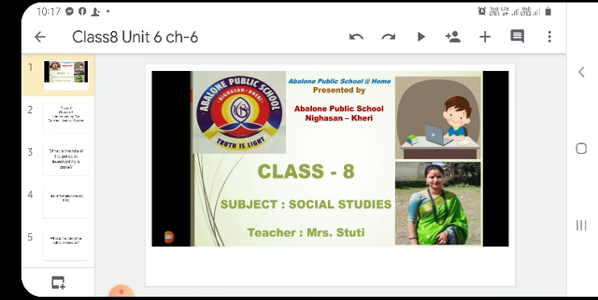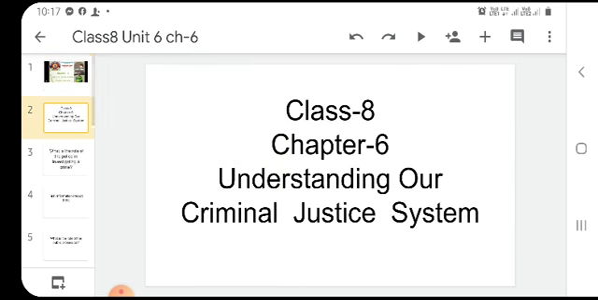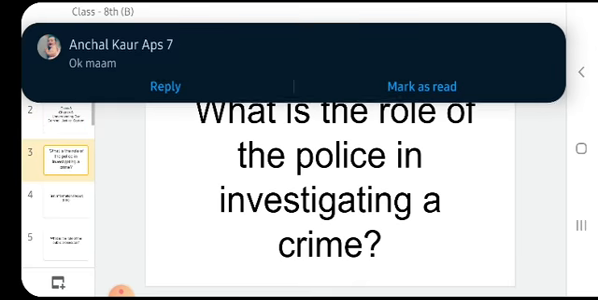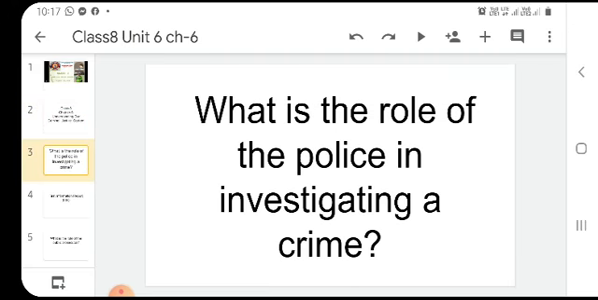Dear students, today we are going to start unit 6, chapter 6. Already I have given the explanation of this chapter, but today we will again learn about the understanding of our criminal justice system. Chapter 6, understanding our criminal justice system. Dear students, first of all, we will learn what is the role of the police in investigating a crime.